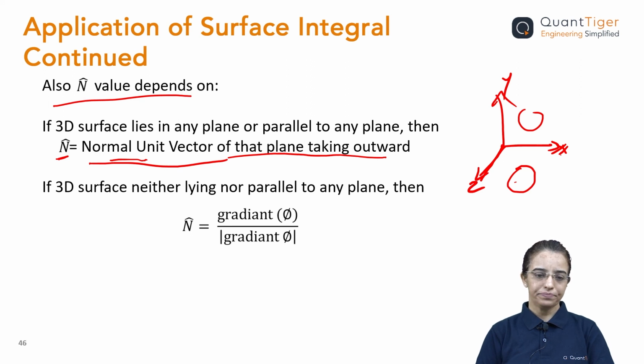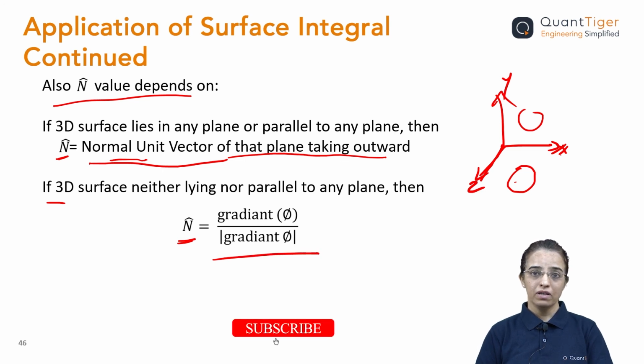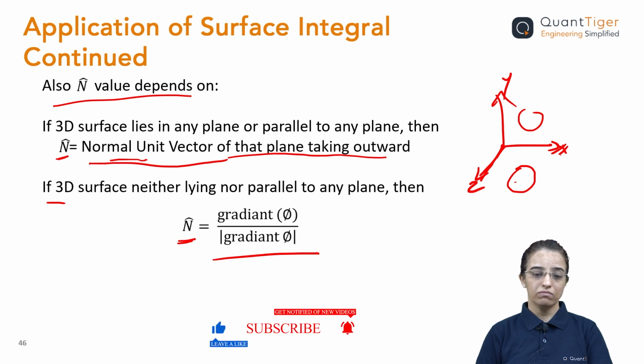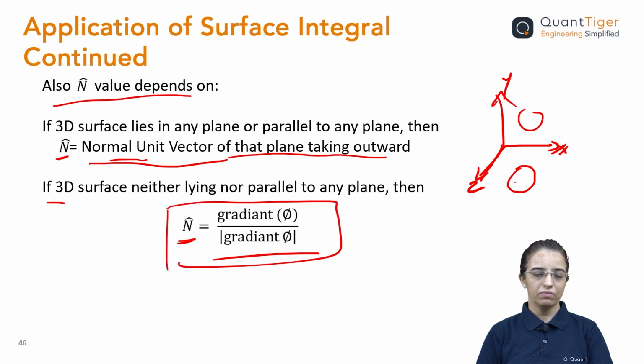So in that case, how do we take the normal vector? Because it is not lying on any plane or any parallel plane, we will take the unit normal vector by using this formula: gradient of phi, where phi is the given surface equation, and we find its normal vector. We have already studied this formula at the very start of the chapter. Same formula we will use; we will find the normal vector to the given surface and use it as n cap's value.